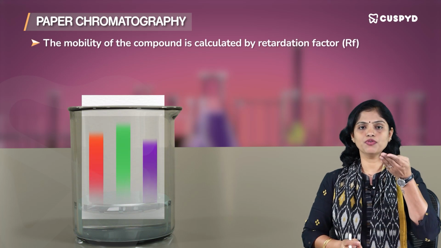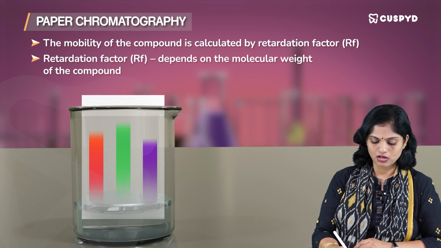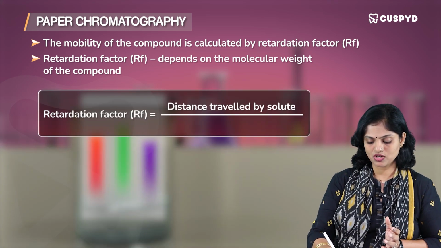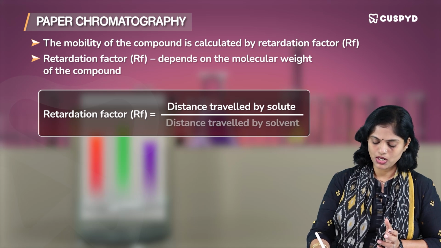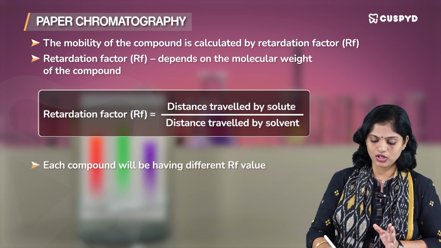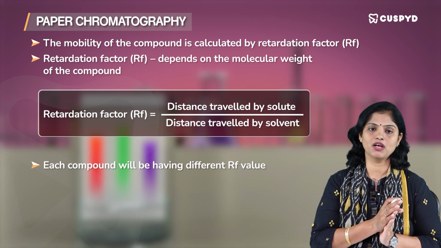Now, the mobility of the compound is calculated with what is called a retardation factor, which depends upon the molecular weight of the compound, that is called an RF value. So, you calculate the RF value using the formula: distance travelled by solute divided by distance travelled by solvent. Now, this is like a fingerprint. Every compound will have a different RF value. For example, if you're talking about amino acids, each amino acid will have a different RF value.